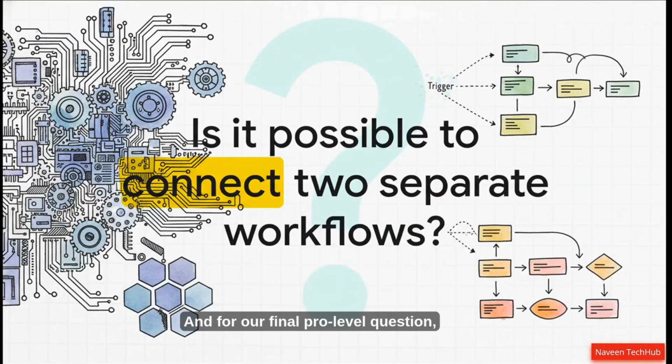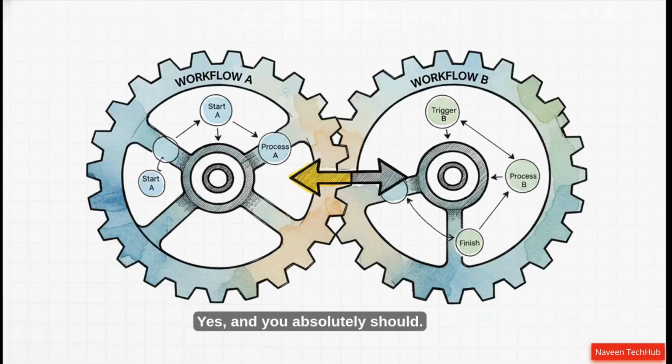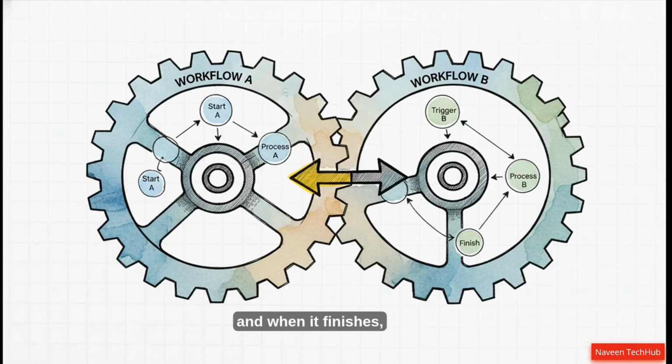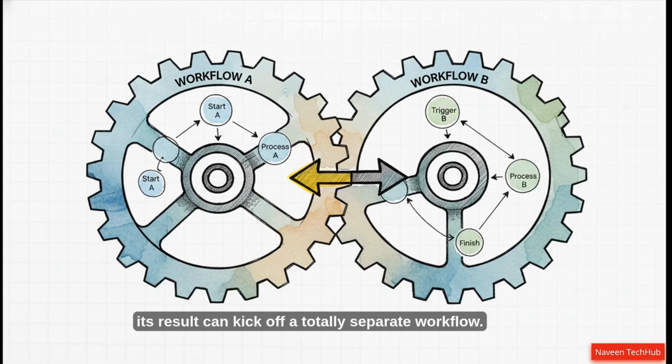And for our final pro-level question, what if you have a massive, really complex system? Is it possible to break it down into smaller, separate workflows and then have them trigger each other? Yes, and you absolutely should. For any kind of complex automation, it's a very good practice to build in modules. You can have one workflow that handles one part of the process, and when it finishes, its result can kick off a totally separate workflow. This makes your automations so much easier to build, to fix, and to maintain over time.